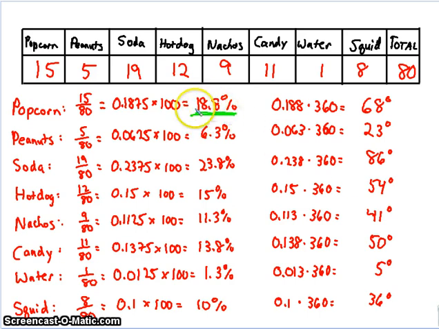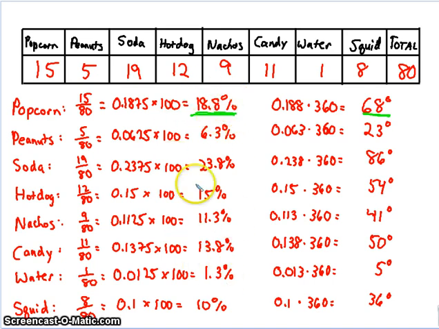I take that percent, I change it back into a decimal, I multiply by 360, and here is the degree measure for that portion of the circle. Okay. So you can see each one of these worked out. Now, there is a concern.